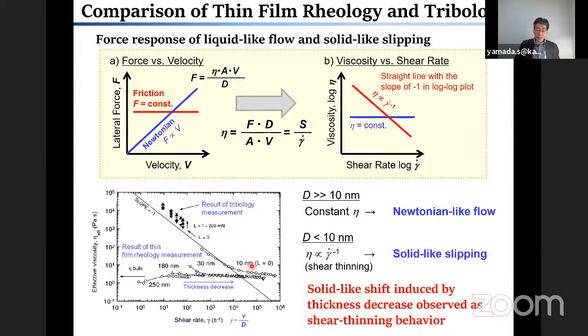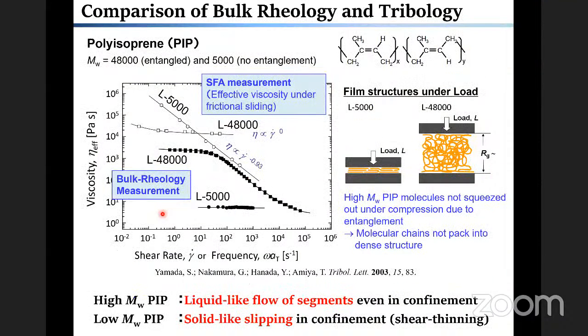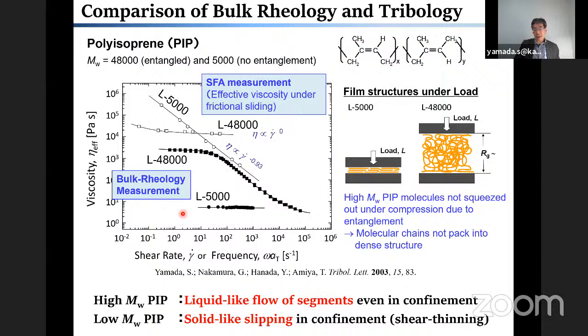We come back to the experimental data, then we clearly see the shear property transition from Newtonian-like constant viscosity to solid-like friction slipping behavior, shear thinning with a slope of almost -1, along with the thickness decrease. These tribological results can be, of course, directly compared with bulk rheological measurements. These are our results. We measured the friction properties of linear polyisoprene having two different molecular weights.